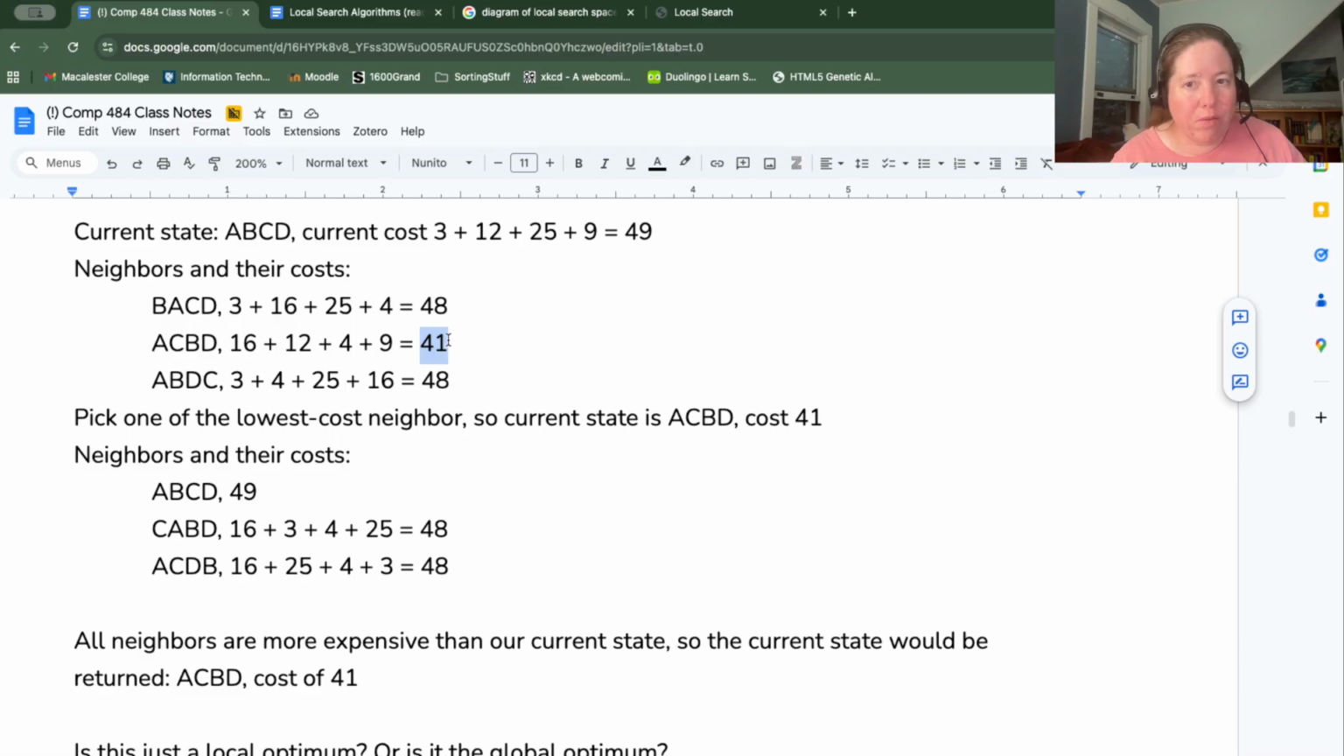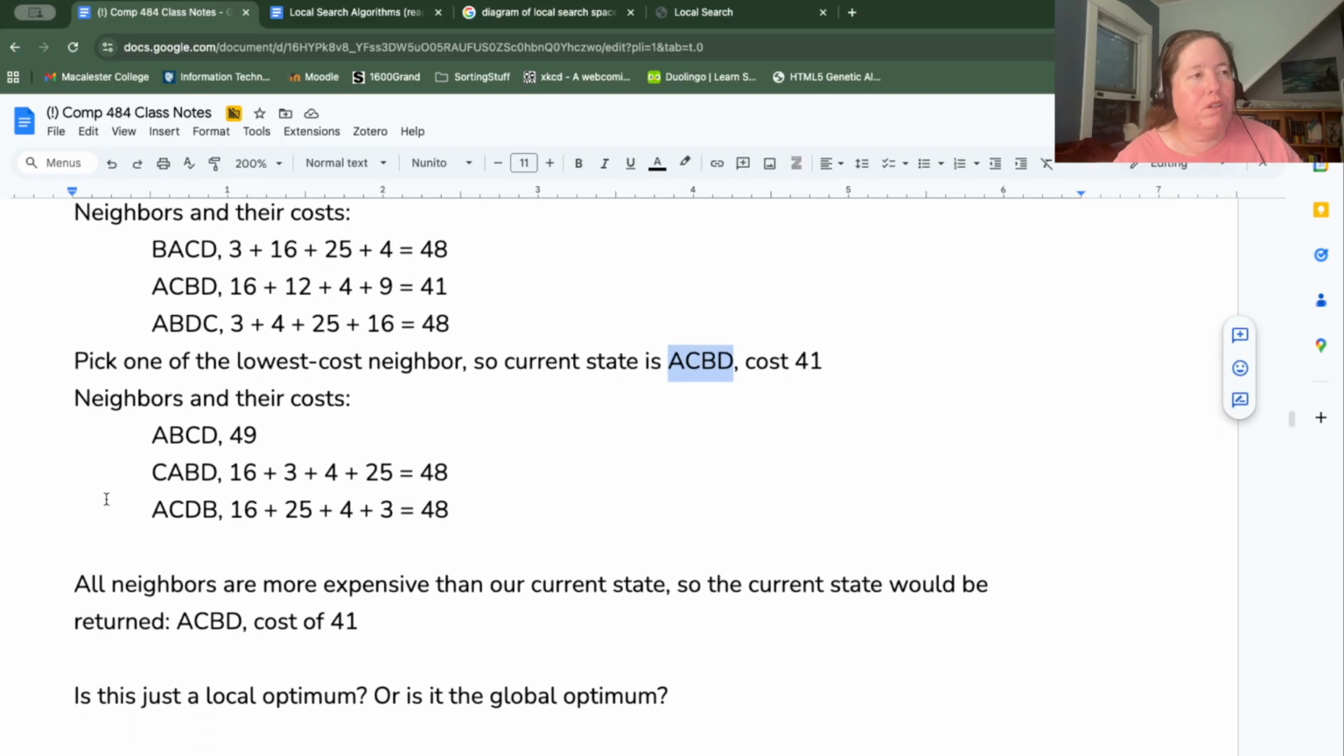Depending on the algorithm, we might for sure pick our lowest cost one. In this case, remember, we're doing gradient descent, so we're going to pick things that go most steeply downward. But you could also have variations where there's some randomness involved. But we're going to pick ACBD, and it has a cost of 41, and we will look at its neighbors.